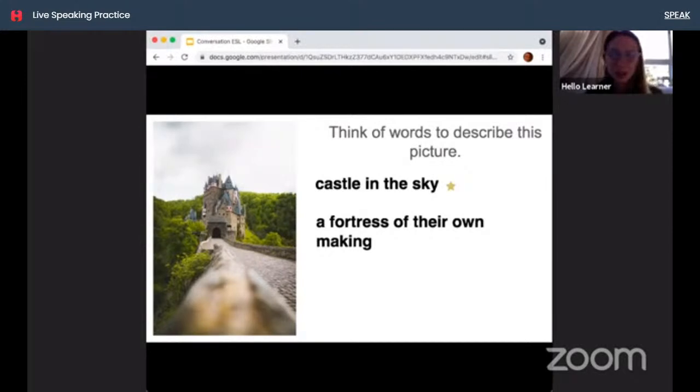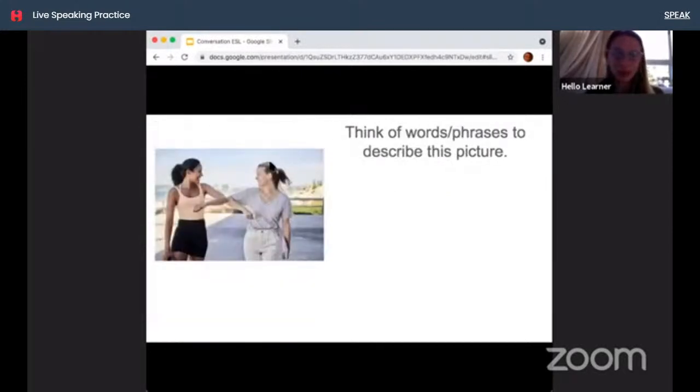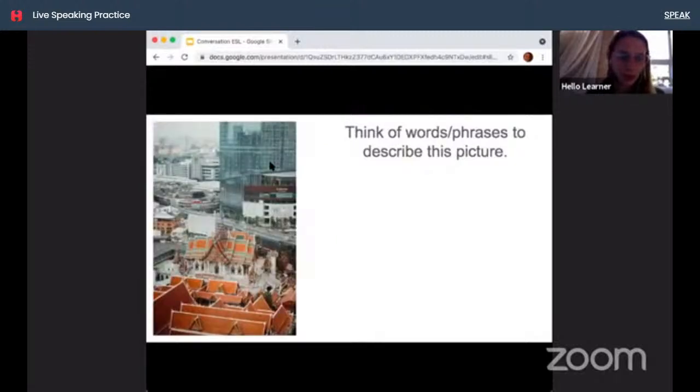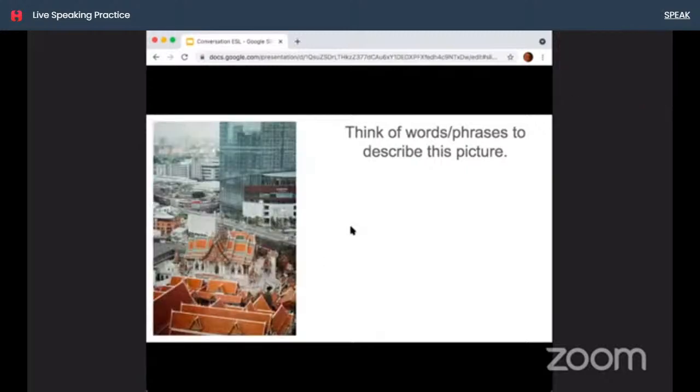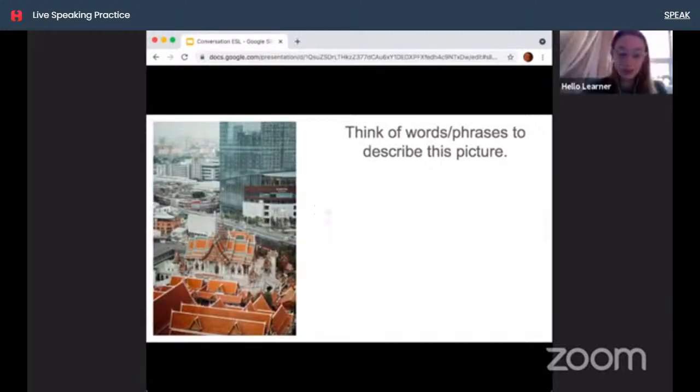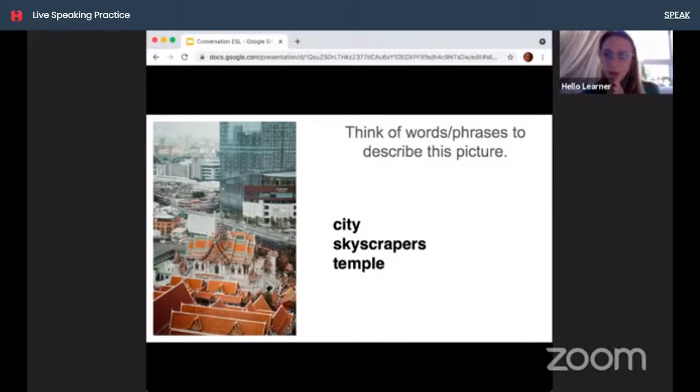So let's look at one last picture before we finish, but I think this is something we'll do a lot. We'll come to a bit more interesting one. So what about this one? Do any words come to mind? City, skyscrapers. Yeah, excellent. Temple. Temple, excellent. You've got the temple and then you've got the skyscrapers. What does that show?